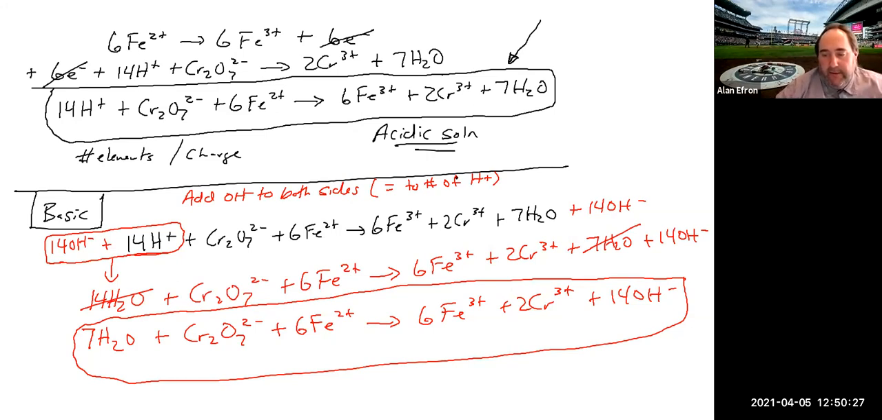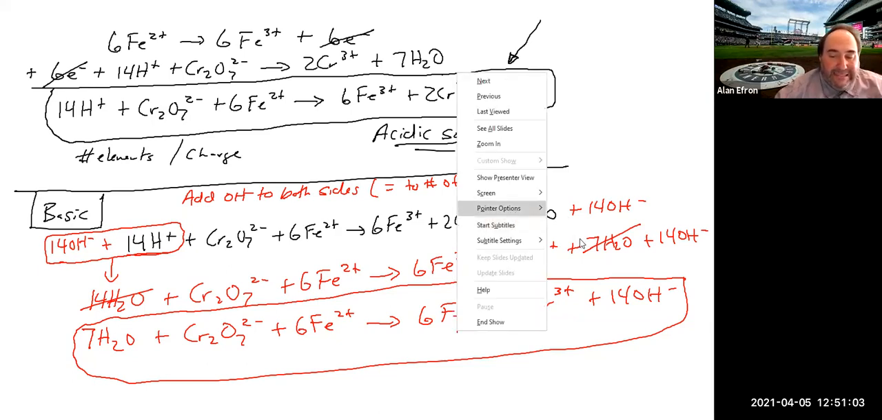If you go through and count everything up here, 14 H's on the left, still 14 on the right, 2 Crs, 2 Crs, 7 oxygens, and 7 more make 14 on the left and right, 6 iron on both sides. Grand total of charge is plus 10 on the left. And I believe what we got there should hopefully be plus 10 as well. So that's 18, and 6 is 24, less 14 is plus 10 as well on the right. So this would represent it balanced in basic conditions.